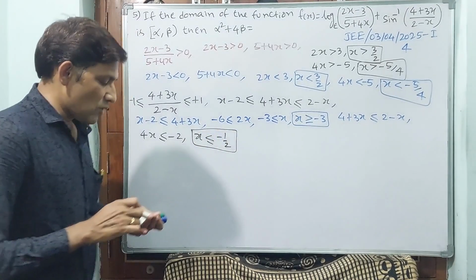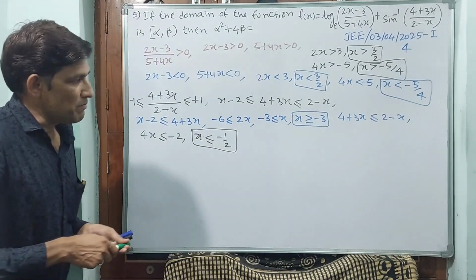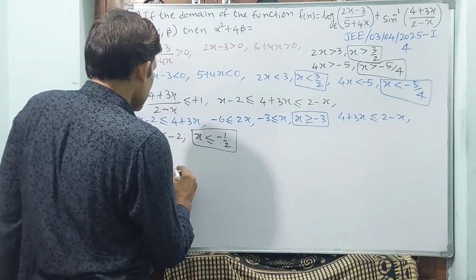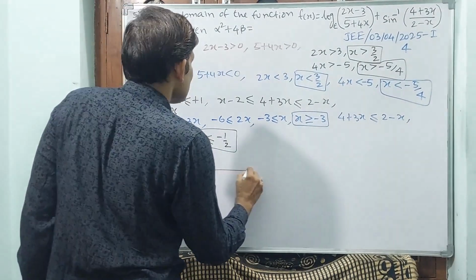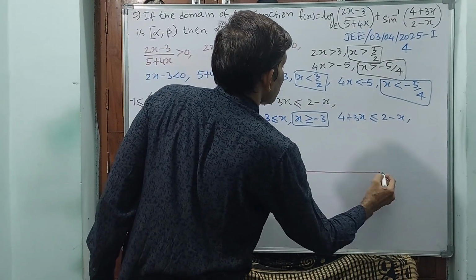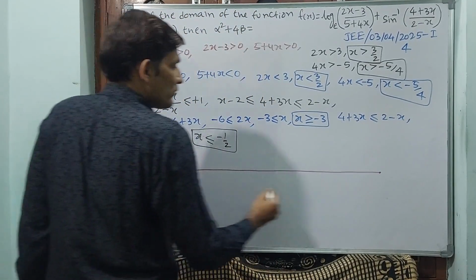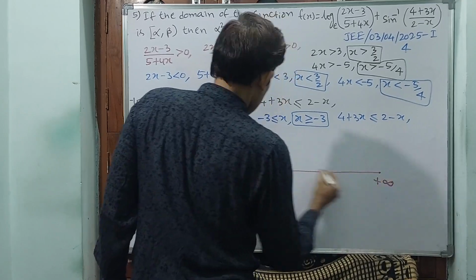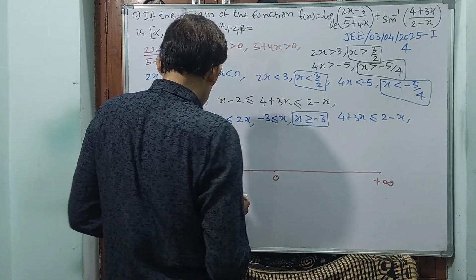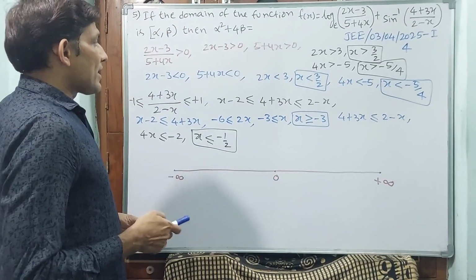Okay, now all the values you have got, what you have to do is simply put them on the real number line. Okay. See, minus infinity to plus infinity, in between 0 is also there. Okay, what are the points?